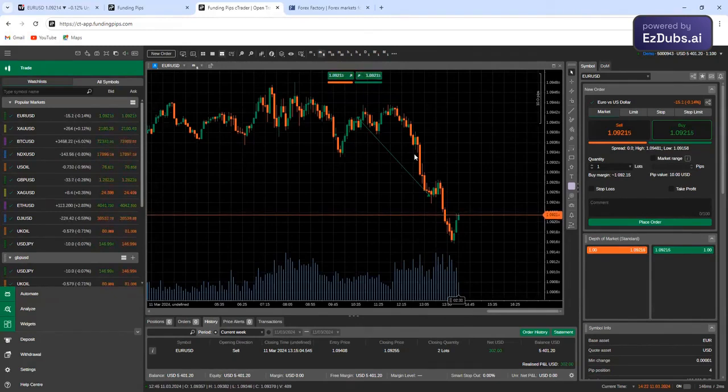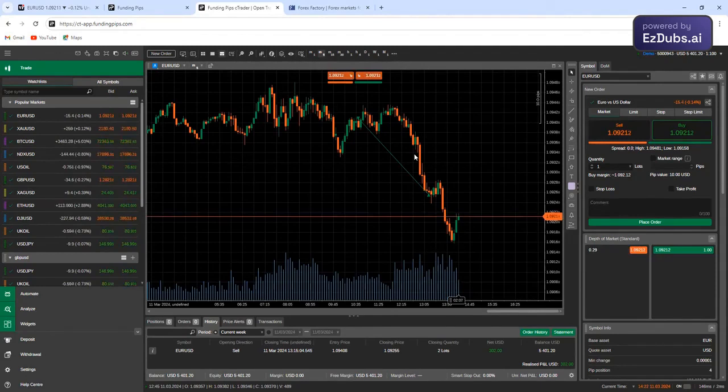People who are from the US can operate on Fundingpips. They only have to do it on the cTrader platform, if I'm not mistaken, because I think cTrader is not allowed to be downloaded in the US. Unless there are some other methods to download it from there. But with cTrader, Fundingpips is accepting Americans.